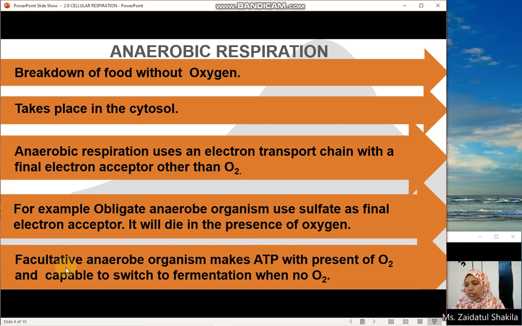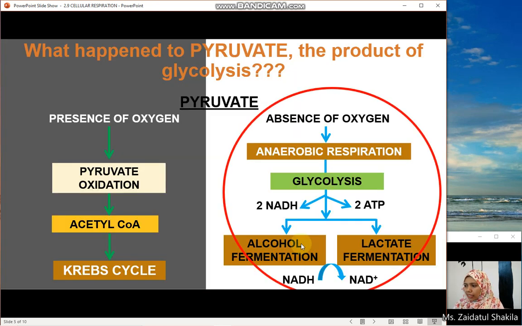Another example is the facultative anaerobe organism. It makes ATP in the presence of oxygen and is capable of switching to fermentation when there is no oxygen. So anaerobic respiration begins with glycolysis and produces pyruvate, as you've learned in the previous video, and the result is 2 ATP and 2 NADH per glucose. And there is a regeneration of NAD+ from NADH, which can be reused in glycolysis again.